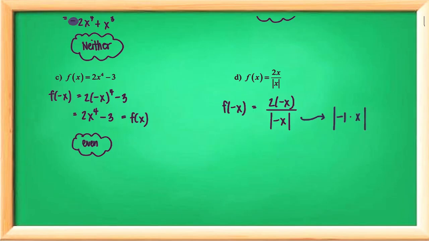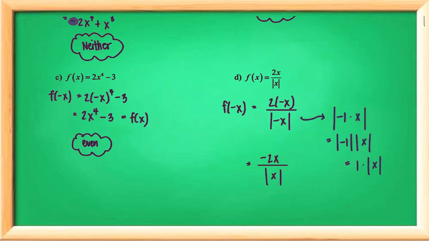And I can break that up into the product of the absolute value of negative 1 times the absolute value of x. And we know the absolute value of negative 1 is just 1. And then I have times the absolute value of x. So in the denominator, when I simplify absolute value of negative x, I just have absolute value of x. So the negative goes away, but you do have to keep the absolute value bars. Okay, those don't go away. And then in the numerator, I have a negative 2x.